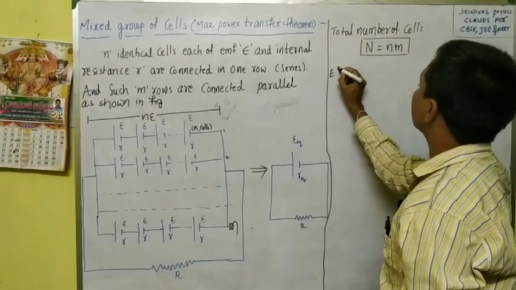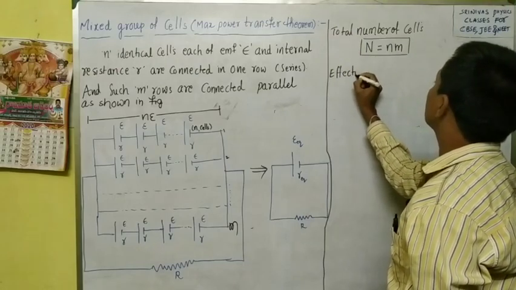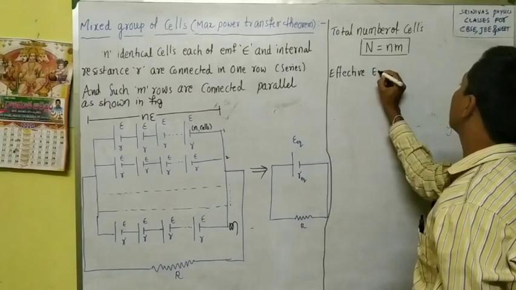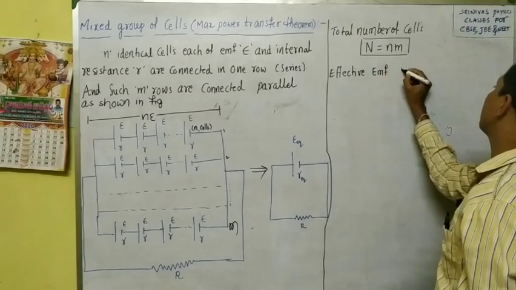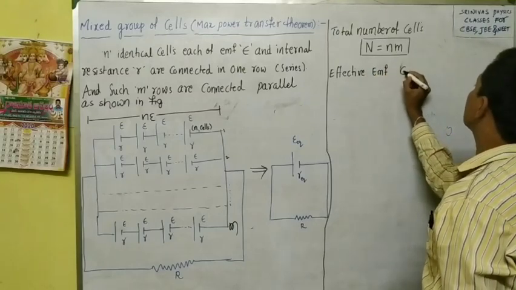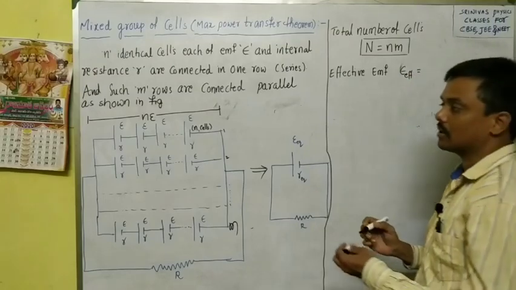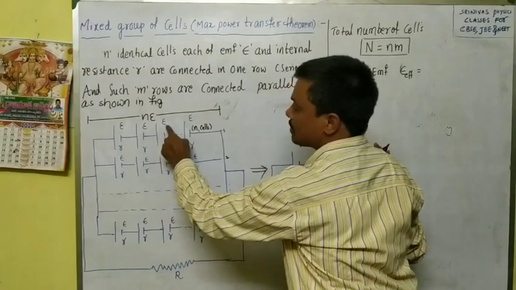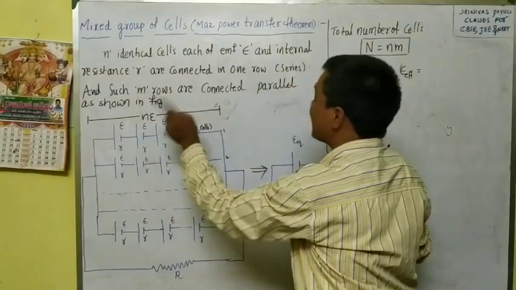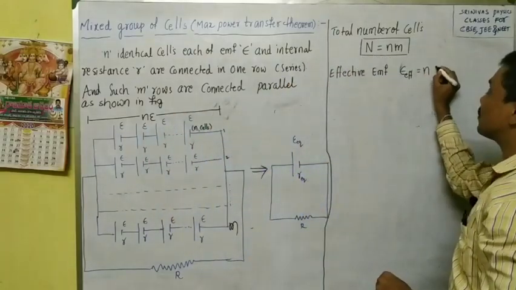And the effective EMF I want to find out. How to find out the effective EMF? In one row, how much effective EMF is there? That we can find out first: E plus E plus E plus and so on, E. There are n cells, so nE is the EMF of one row.